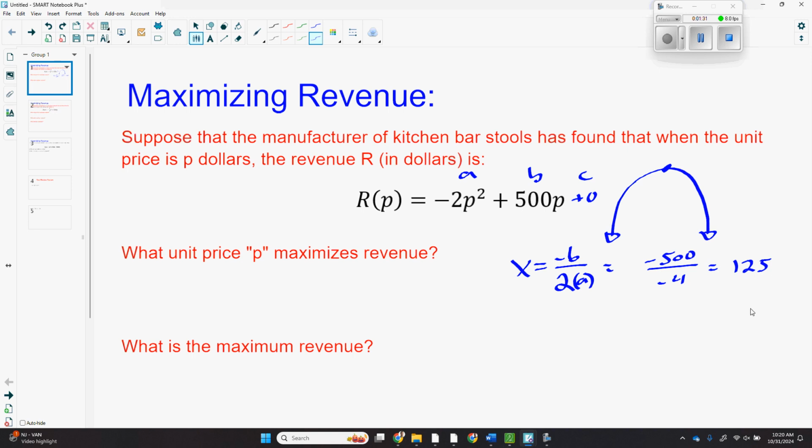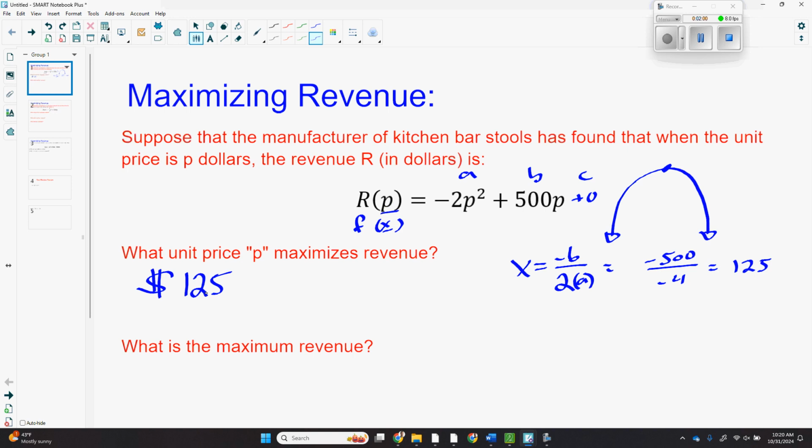So what is this telling me? This tells me the unit price P, instead of saying f of x here, we have R of P. So the P value is what our x would normally be on an xy coordinate plane. And so the x, or the P price, you might say, is going to be $125, and that's what's going to maximize our profits.